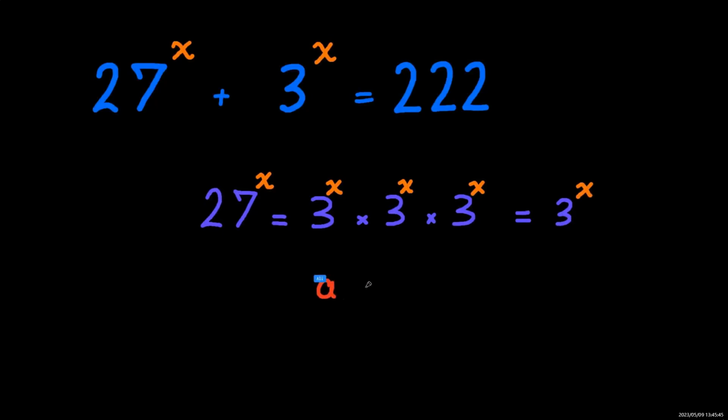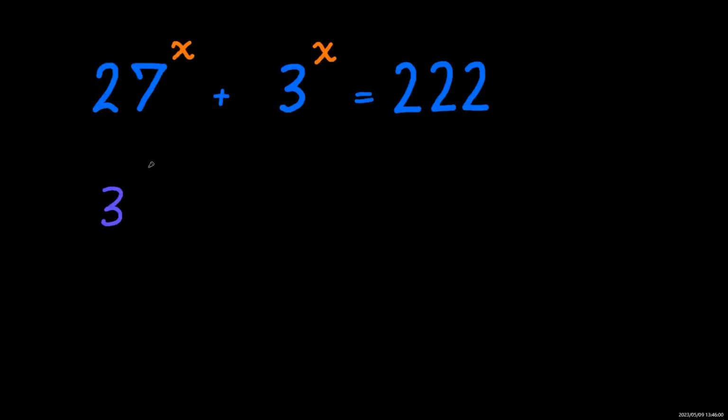If I ask you what is a times a times a, well, you would say a cubed, right? Let's do the same thing with our x, 3 to the power of x. These should be cubed as well. Now, let's replace 27 to the power of x by what we found.